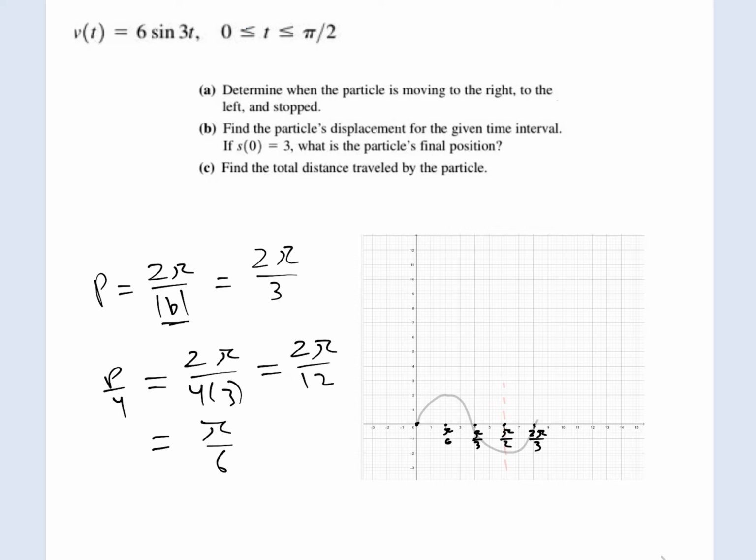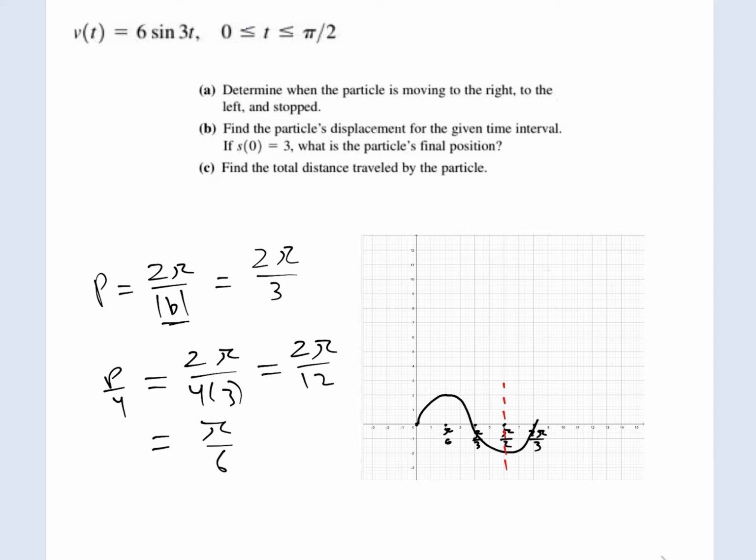Now we can start to draw the graph, starting from 0, 0, then crossing at pi over 3, then crossing again at 2 pi over 3. According to the time interval given, the function starts from 0 till pi over 2, so it will end at pi over 2, where we can draw a line to show where it ends.